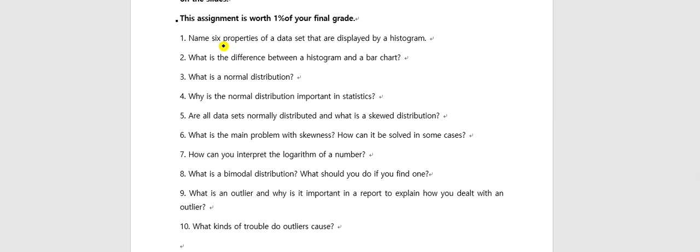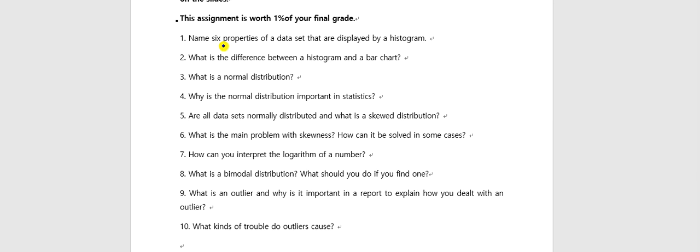Are all data sets normally distributed? No, they are not all normally distributed. Actually, most of the time they are skewed. A skewed distribution is when the curve leans towards one side or the other. Why? Because there are some outliers or some numbers pulling the data. What is the main problem with skewness, and how can it be solved? The problem with skewness again is that we cannot calculate all the measurements accurately. And how can we solve it? In some cases, we can use the logarithm. We can remove the numbers, meaning the outliers, and it's as simple as that.